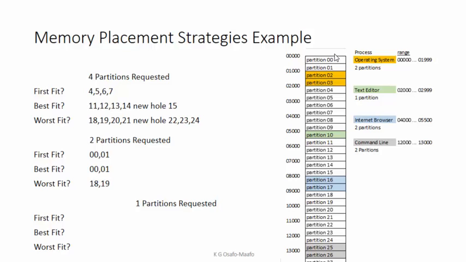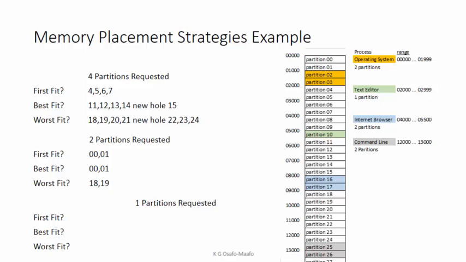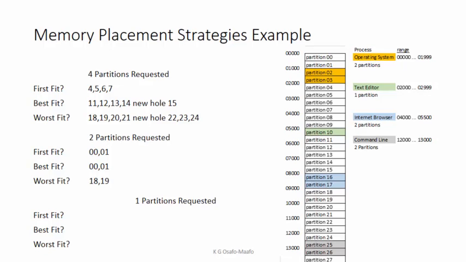So on the left we have partitions. Memory has been broken up into all these partitions: 0, 1, 2, 3, 4, and so on. Let me move this up a bit so I capture the 27th. And the idea is, what if someone says they want 4 partitions? The white partitions are the ones that are empty. Of course, the OS is using these 2, the text editor is using this, the internet browser is using those 2, and the command line is using that one.